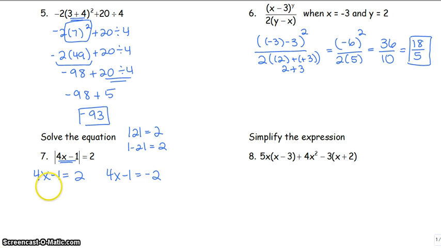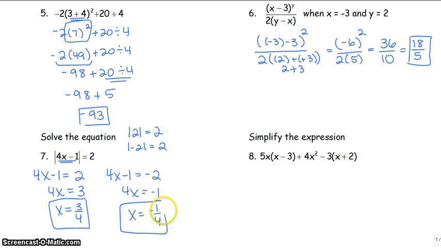So we move our 1 over to get 4x equals 3, divide by 4, and one of our answers is x equals 3/4. Move the 1 over, we've got 4x is equal to a negative 1, divide by 4, and x is a negative 1/4. So you've got two answers that are going to make that true.